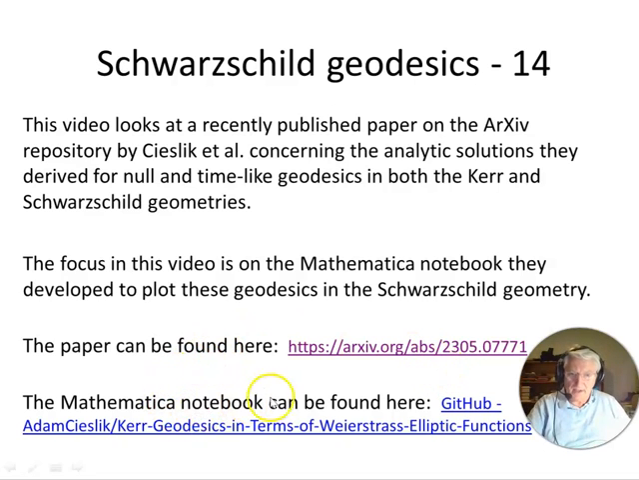Now, the Mathematica notebook, that's the original paper, on which they derived the geodesics for the Kerr geometry, but it also, by setting the spin of the black hole to 0, allows you to plot the Schwarzschild geodesics as well.